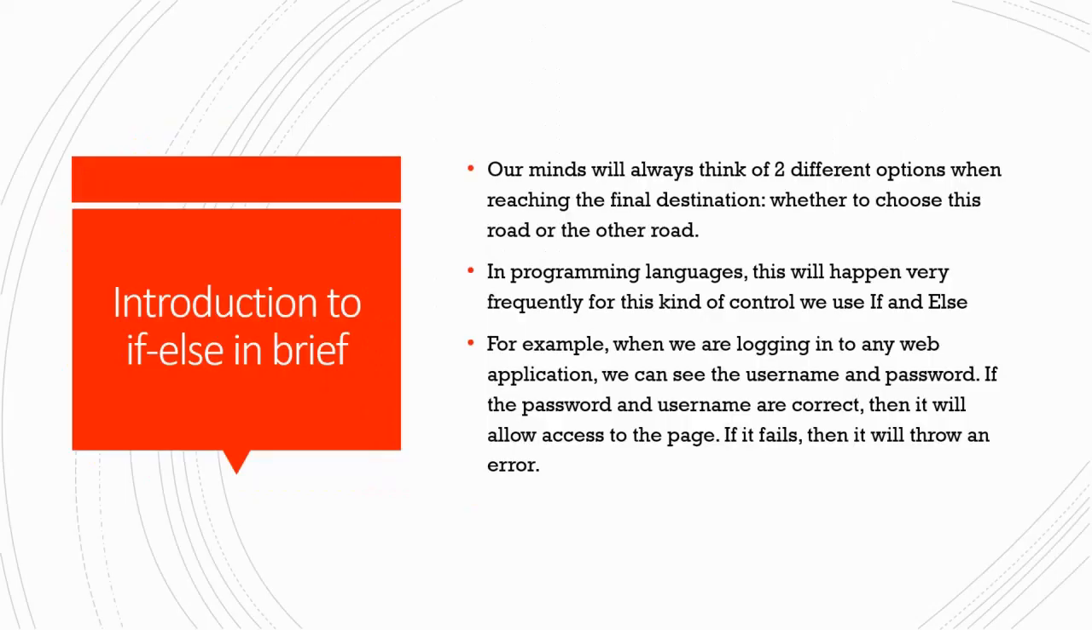Our minds will always think of two different options when reaching the final destination, whether to choose this road or the other road. In programming languages, this happens very frequently. For this kind of control, we use if and else. For example, when we are logging into any web application, we see the username and password. If the password and username are correct, then it will allow access to the page. If it fails, then it will throw an error.